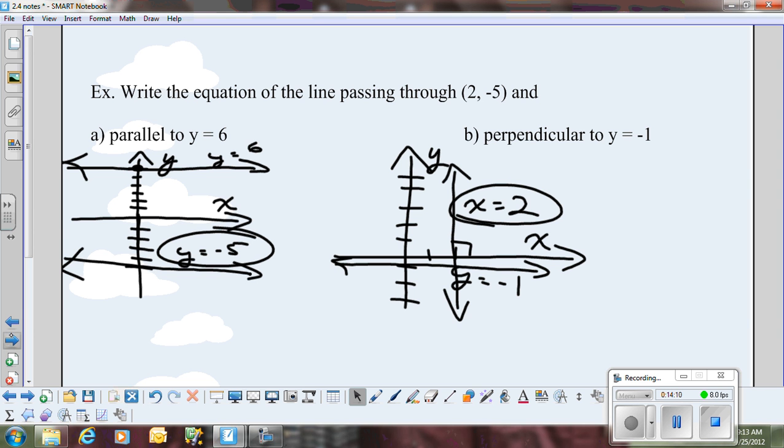Okay, your assignment today, on page 102, you're going to do 27 through 46, all of them.